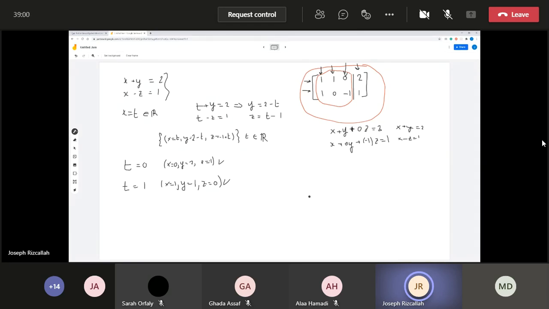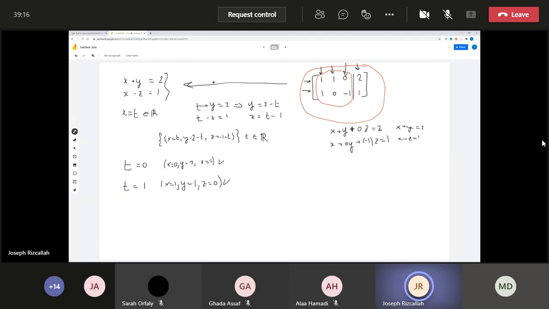Okay. And now, instead of looking at the system, we are going to look at this matrix and see what I can do with this matrix in order to solve the initial system. So what can I do with this matrix?